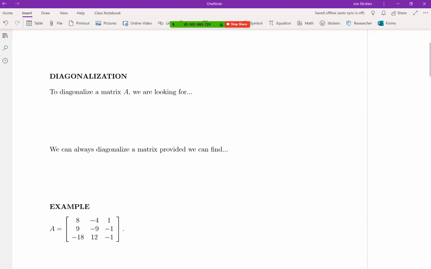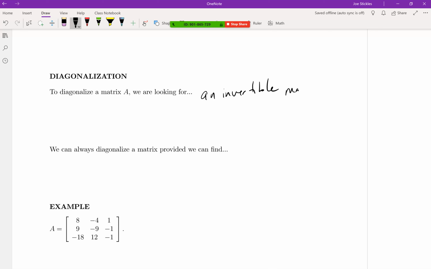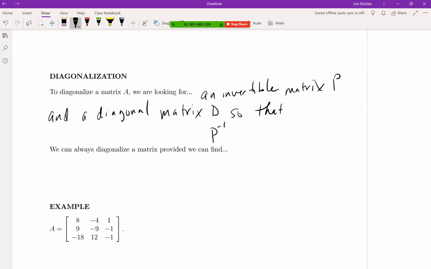All right, so just to summarize what we just talked about in the lecture, to diagonalize a matrix A, we're looking for an invertible matrix P and a diagonal matrix D so that when you do your P inverse A times P, you get D. Okay, that's the whole point.